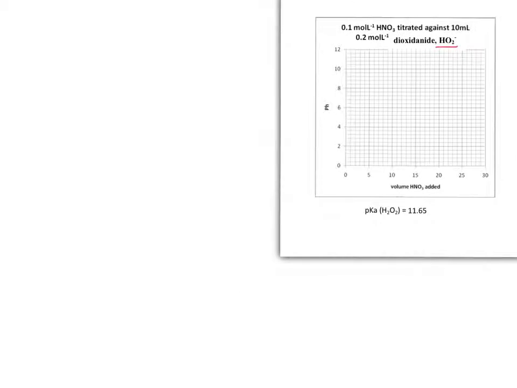Okay, if I just move this to the side, weak base concentration. First thing we're going to have to do then is work out a pKb. So pKb equals 14 minus 11.65 equals 2.35. Okay, so these are our pKb.